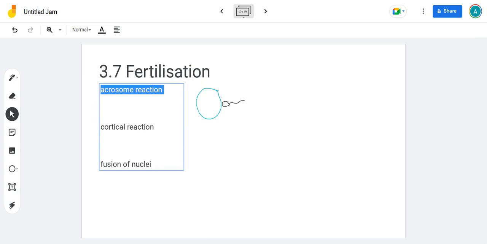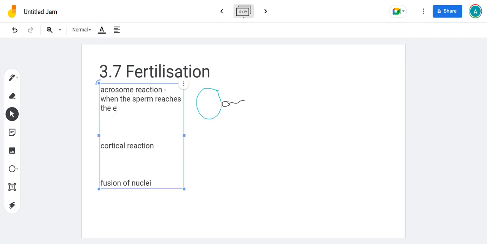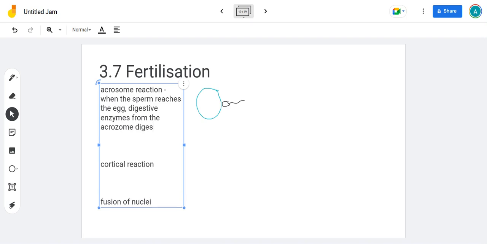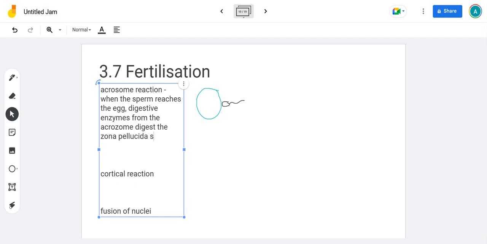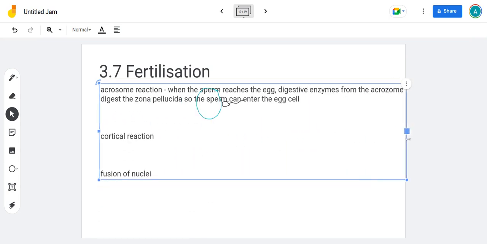Okay, so the acrosome reaction, we need to know, is when the sperm reaches the egg, digestive enzymes from the acrosome digest the zona pellucida, so the sperm can enter the egg cell. Remember, the egg is a cell, the sperm is a cell, yeah? So speaking the right language.